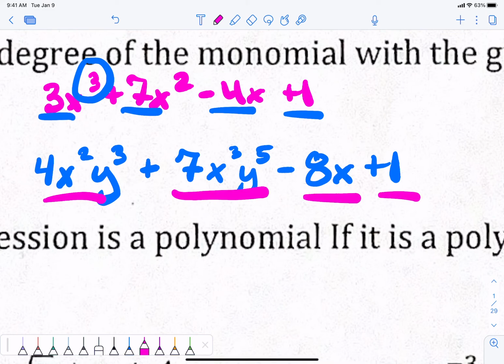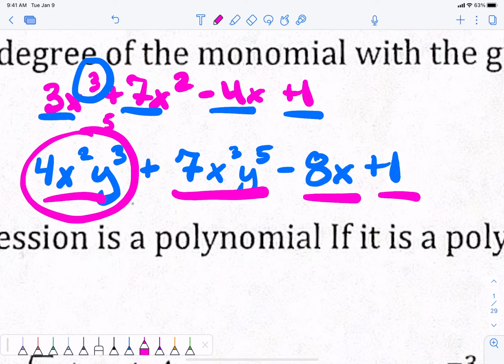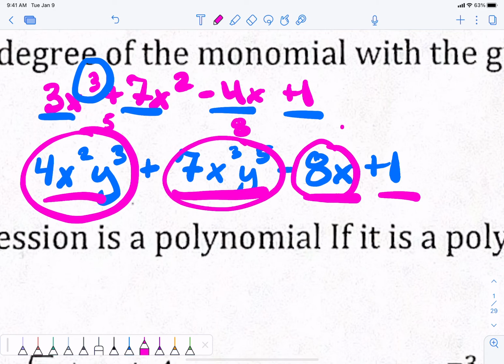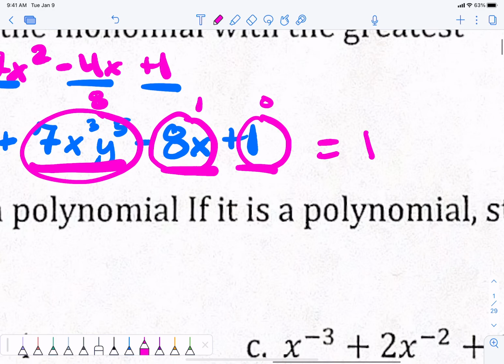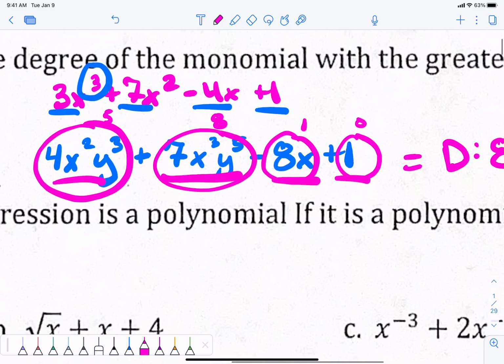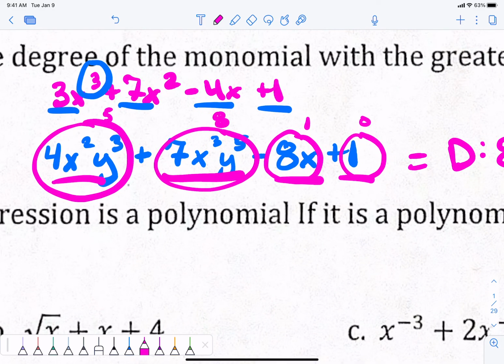Okay, now to look at this guy's degree, you add the exponents together. So what is it? It's 5. What about this one? 8. This guy has 1. What's this guy's degree? 0. Now go with the higher one. Which one's the highest? This guy has a degree of 8. So the degree is the highest one within each term. Within each piece, you go with the highest exponent. Make sense? Okay?